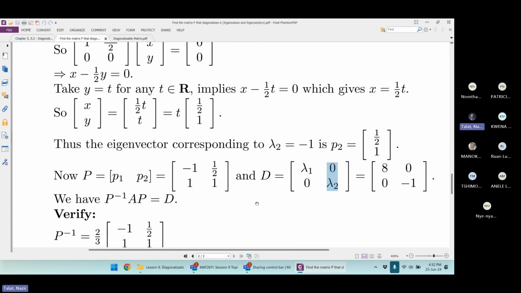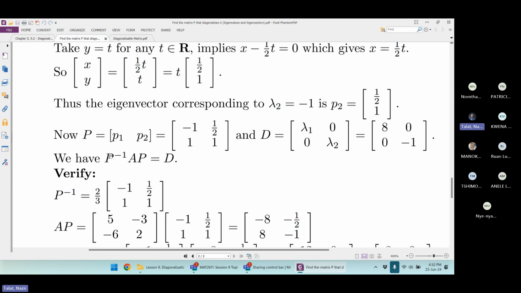Now you can verify that if you find P inverse, with A available over here and P also here, P inverse A P is always equal to D. D means diagonal entries. Again, I tell you that if you interchange P2 to first and P1 to second, then this D will also interchange its eigenvalues. Then minus 1 will come in the first place, and the other eigenvalue will also be interchanged.